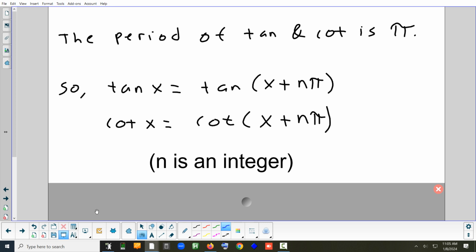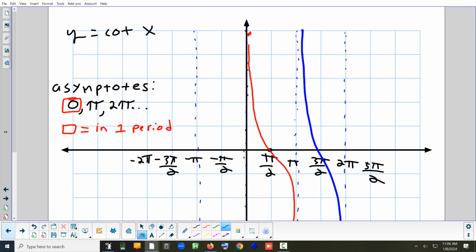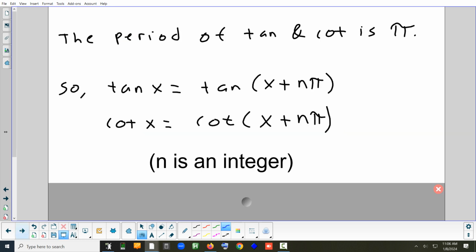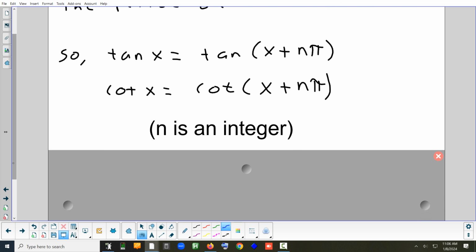Now, you can't add like 1.5 pi. No, that's not a full cycle. You've got to add 1 pi or 2 pi. You can't go in between. And visually, adding or subtracting pi just puts you at exactly the same point, but on a different cycle. But still the same answer, same y. Any questions why adding or subtracting pi gives you the same answer for tangent and cotangent?